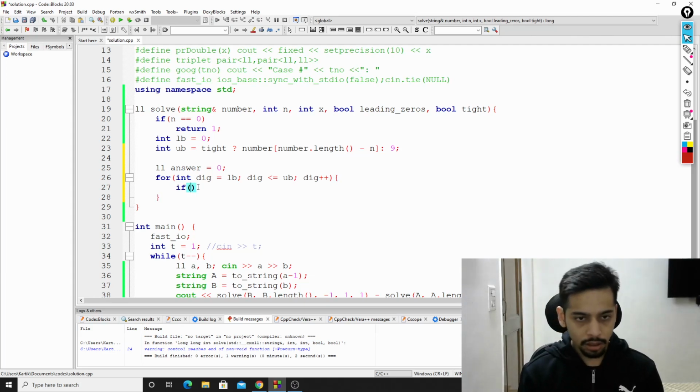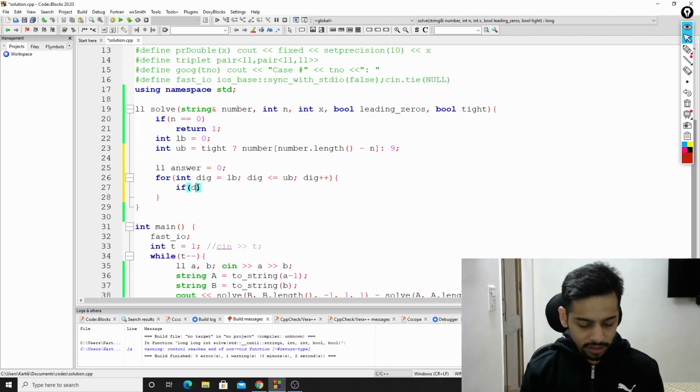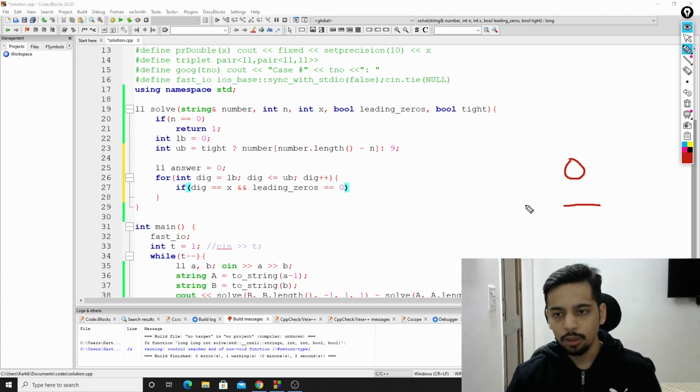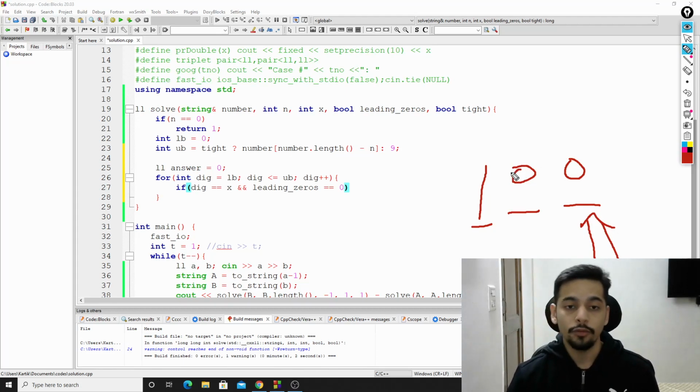So let's say if digit equals x and leading zeros equals 0, in that particular case this is a violation of the rule, because I'm not filling in leading zeros, and let's say I filled in a 0 here, okay, this was a 1, and I was currently filling in this position. I put in a 0, but the previous guy was also a 0. This is a violation. I cannot afford that.